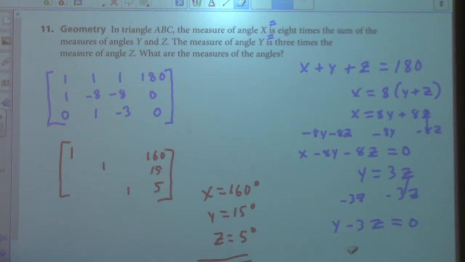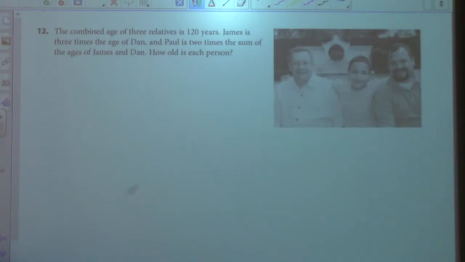Questions on number 11? So basically for number 11, what we did is we took the text of the problem, set up a system of equations, translated the system of equations into a matrix, an augmented matrix, and used that augmented matrix in our calculator to solve this system of equations. Okay? And so I want you to go look at number 12 and set up a system of equations. I'm going to call on somebody to give me that system of equations.